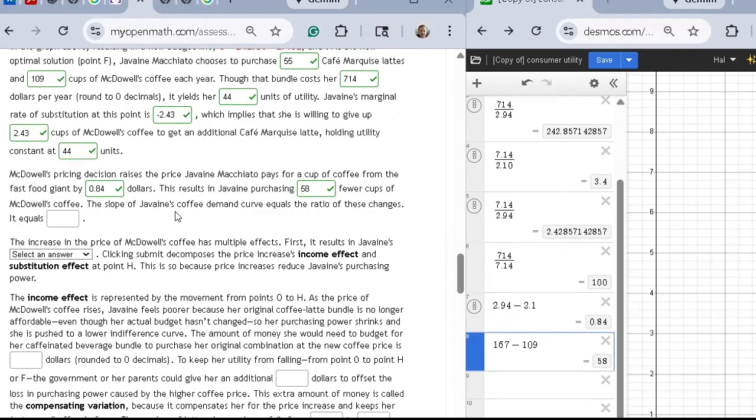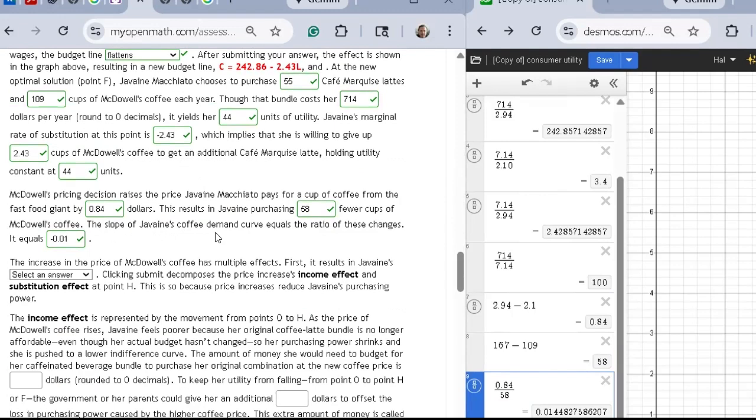The slope of her coffee demand curve, where we have price on the vertical axis and quantity on the horizontal axis, would be the ratio of these two changes. So 0.84 divided by 58, which when you round to two decimal places is negative 0.1. So it'd be a negative 0.1.